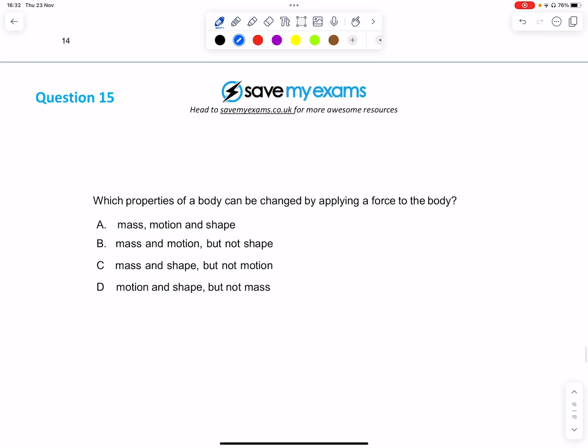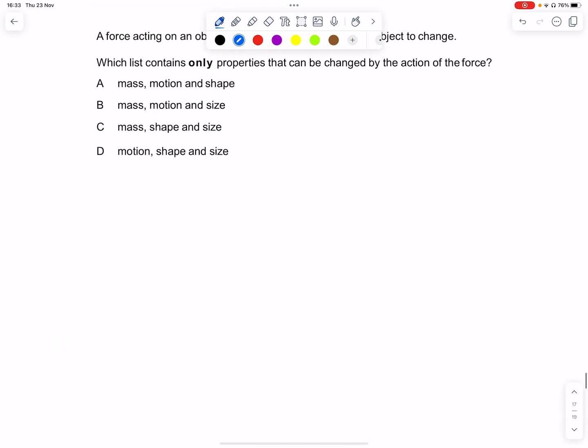Which properties of a body can be changed by applying a force to the body? Okay, so it's a bit different this time. Let's look at the first option, mass, motion and shape. We know that the motion and shape of an object can be altered but not the mass. Cross that out. Mass and motion but not shape. Again, mass cannot be altered and shape has to be altered, so not that. Mass and shape, again, not mass. Cross that out. Motion and shape but not mass. That is spot on, so we get that.